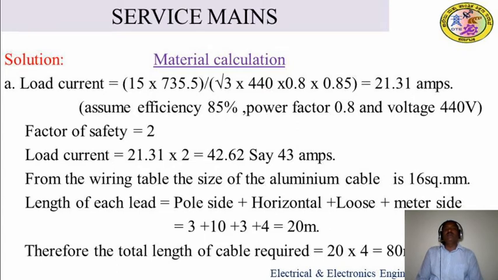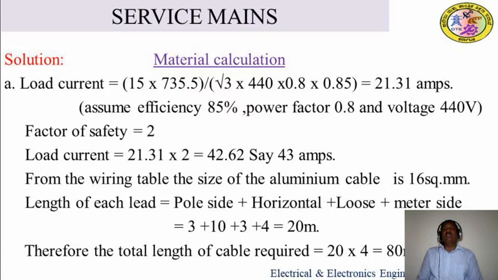That is 15 into 735.5 divided by root 3 into 440 into 0.8 into 0.85. This gives 21.31 amps, that is the load current of the three-phase power supply. Taking a factor of safety of 2 for future demand or increase of load, the load current multiplied by 2 comes to 42.62 amps, say around 43 amps. As per this load current we go to the wiring table.